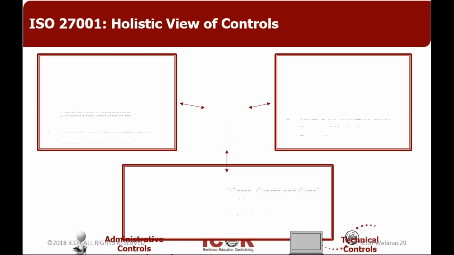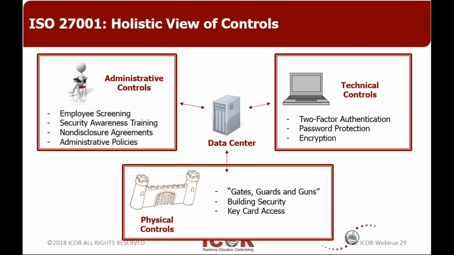Essentially, when we're looking at controls, we're looking at administrative controls, things like employee screening, security awareness training, non-disclosure agreements, and different administrative policies. We're also looking at technical controls, things like two-factor authentication, password protection, and encryption. And then physical controls, looking at your gates, guards, and guns, your building security, and your key card access. All of this is tied to your data center, and with so many more organizations using the cloud, this does impact how information gets to the data center, wherever that data center is, because we all know that the cloud is not actually storing our information. It is being stored in someone's data center.